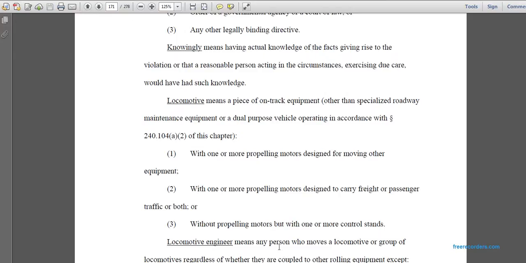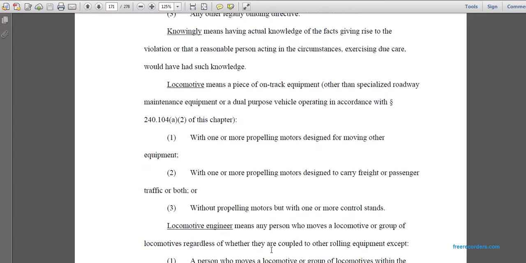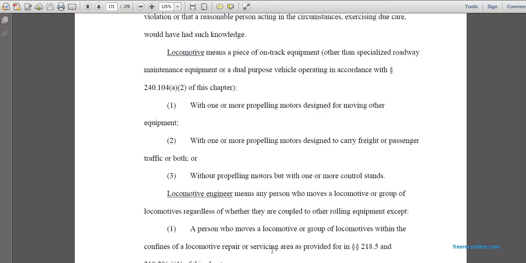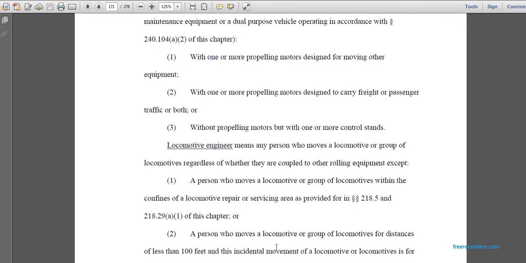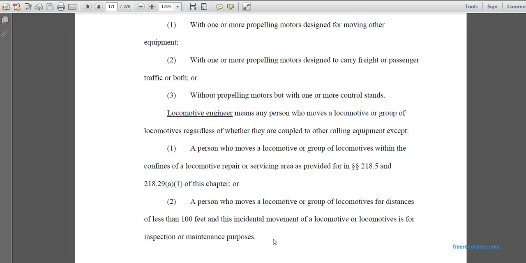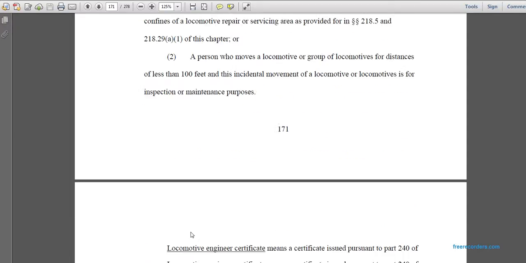Locomotive engineer means any person who is a locomotive or group of locomotives operator, regardless of whether they are coupled to other rolling equipment, except a person who moves the locomotive or group of locomotives within the confines of locomotive repair or servicing areas, as provided in 218.5 and 218.29(a)(1) of this chapter. A person who moves a locomotive or group of locomotives a distance of less than 100 feet for the incidental movement of the locomotive is performing an inspection or maintenance purpose.